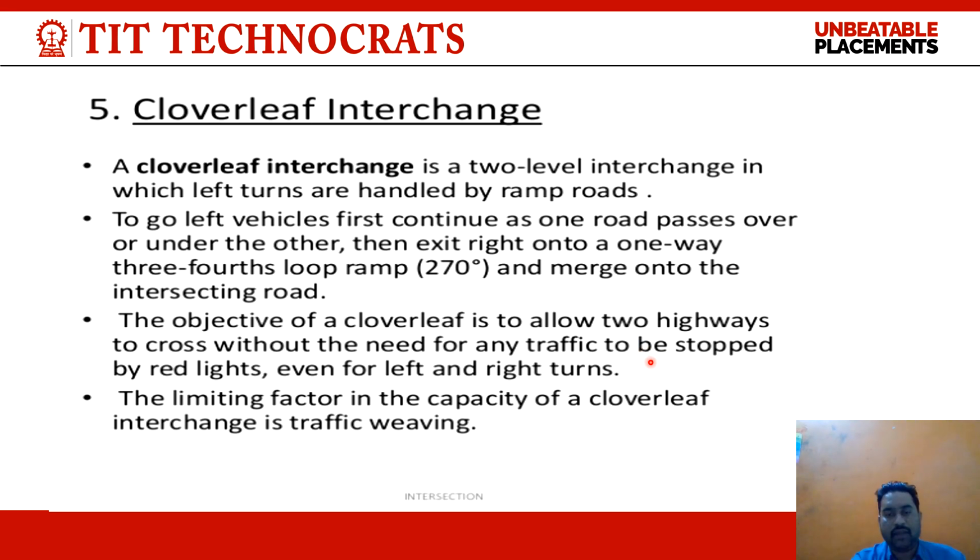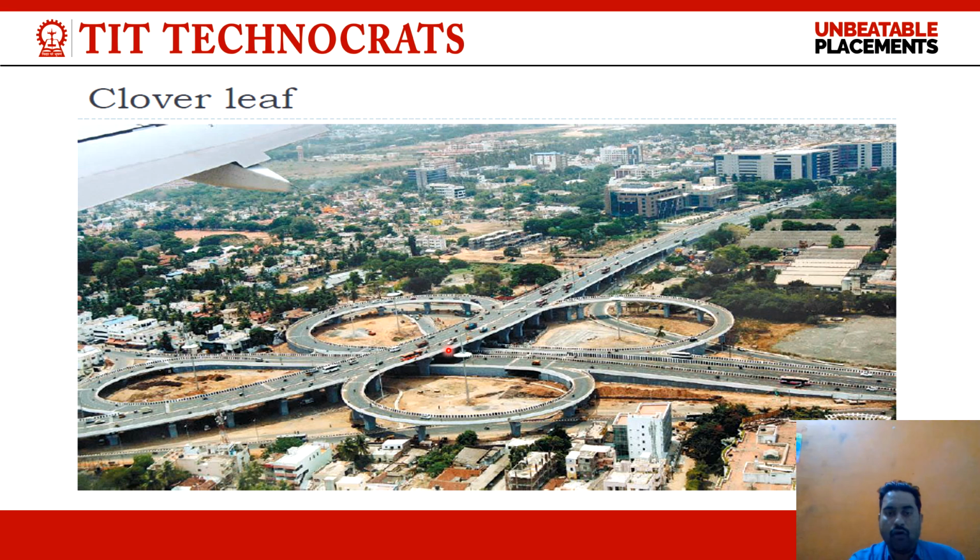The limiting factor in the capacity of the cloverleaf interchange is the traffic weaving. This is the overall clear view of the cloverleaf interchange. These are the loop ramps of 270 degrees at each end of the crossing. These are the four cloverleaves at 270 degrees.